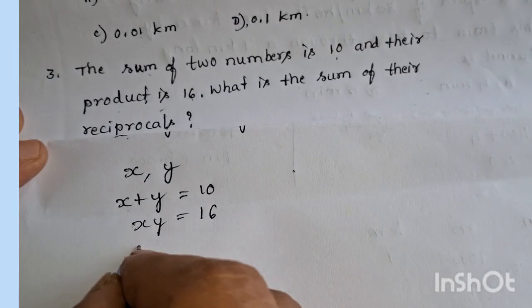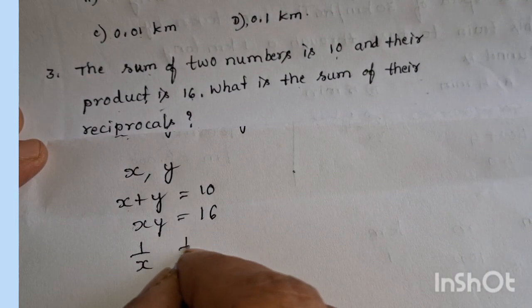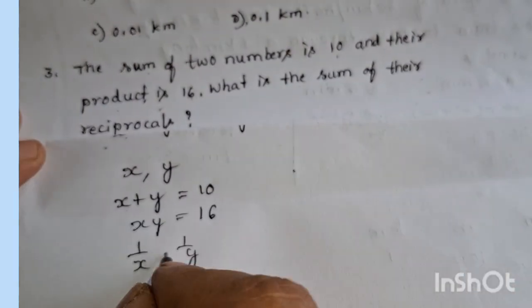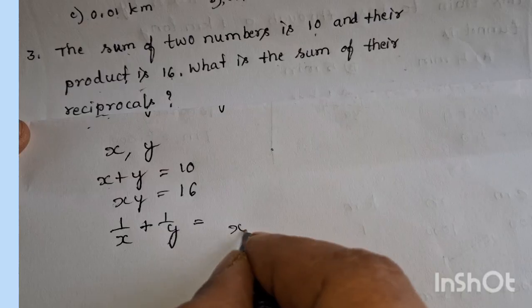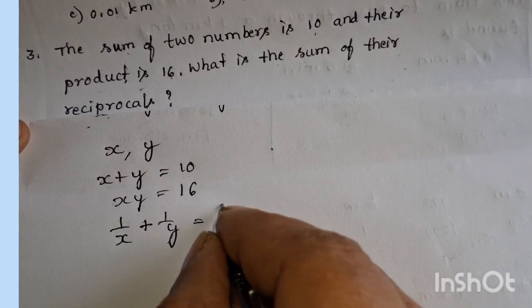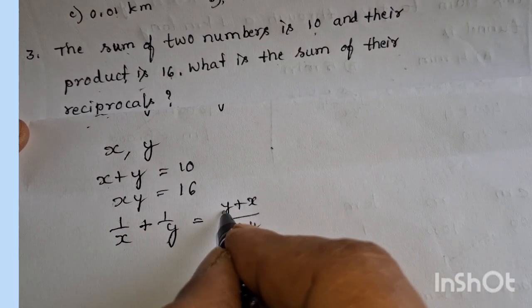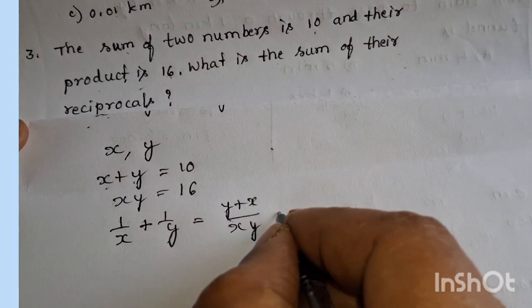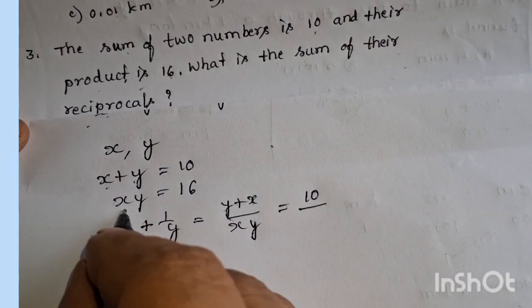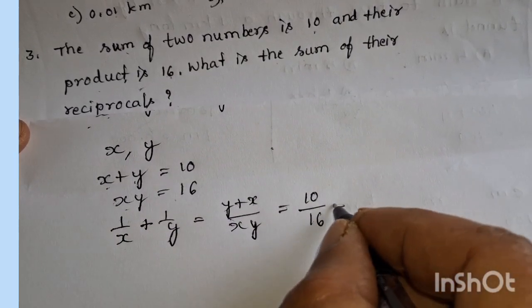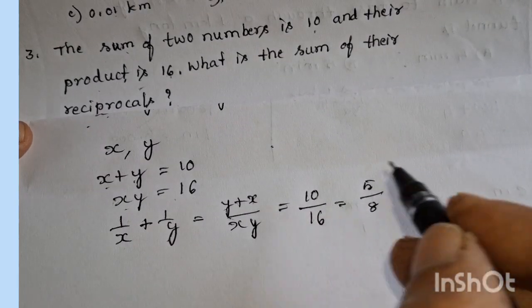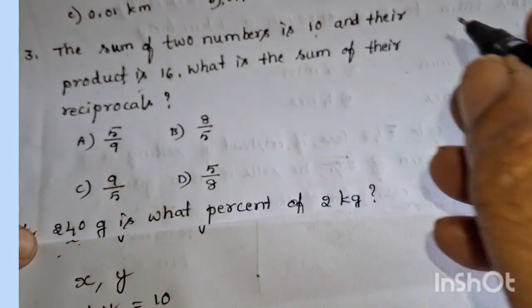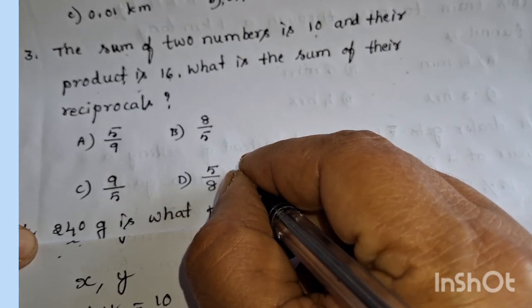We write the reciprocals as 1 by x and 1 by y. We find out their sum. We take the LCM of x and y, it becomes xy. In the numerator, it becomes y plus x. Y plus x or x plus y is equal to 10 and the product is 16. So on simplification, it becomes 2 5s are, 2 8s are. So it is 5 by 8 and the correct option is D, 5 by 8.